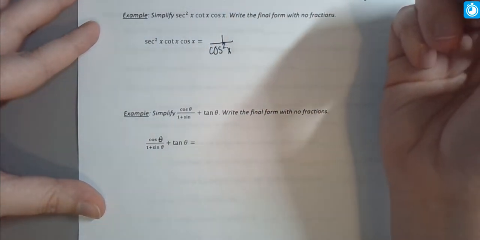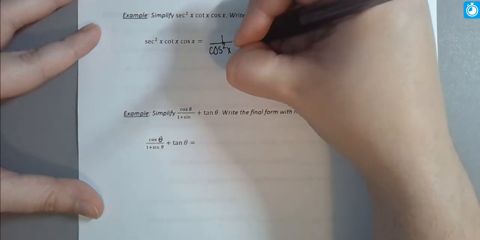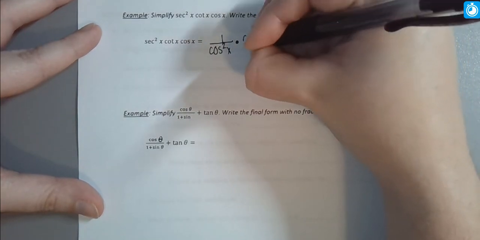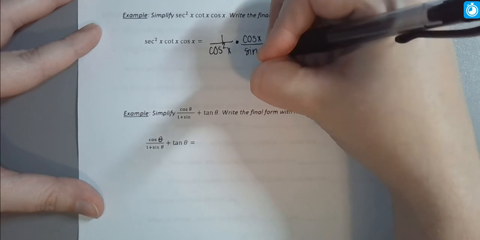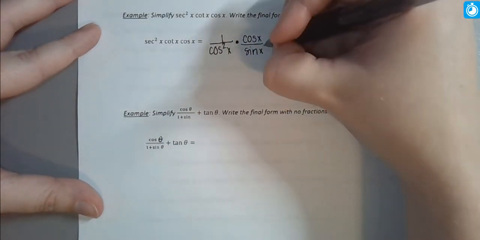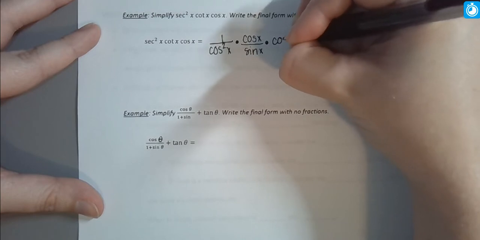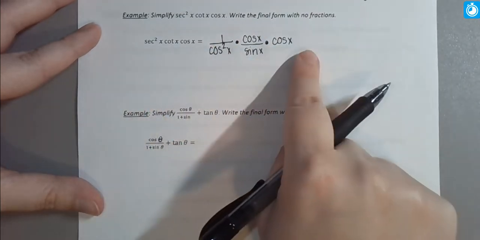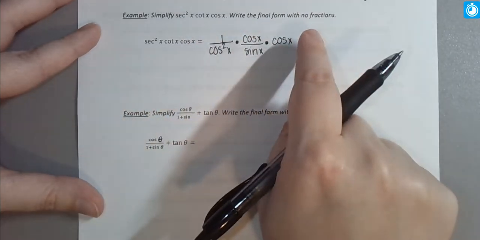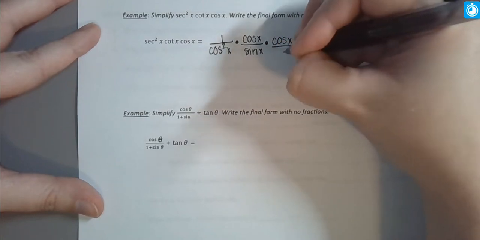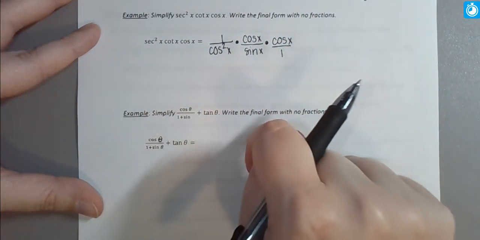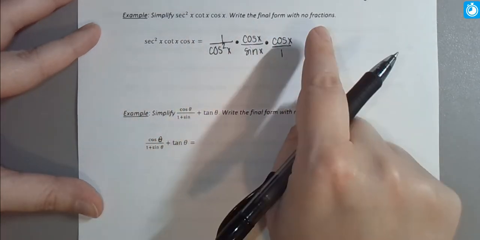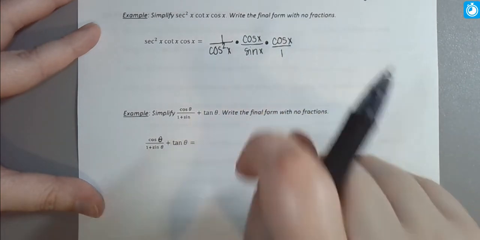So secant squared could be written as 1 over cosine squared. Now what about cotangent? In terms of sine and cosine, cotangent is defined as the cosine divided by the sine. And then of course cosine is just cosine. It's already written in terms of one of those fundamental functions. Now what's the benefit of writing in this form? Well, now we have numerators and denominators. Keep in mind cosine could be written over 1 so that we truly have 3 rational expressions. So the benefit here is anything that's a matching factor within the numerator and denominator reduces to 1.